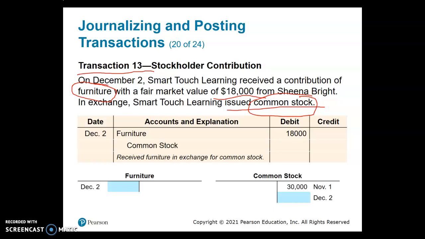Common stock is equity going up. That is your credit. Posting it. Okay, we have 18,000 and 18,000 common stock.